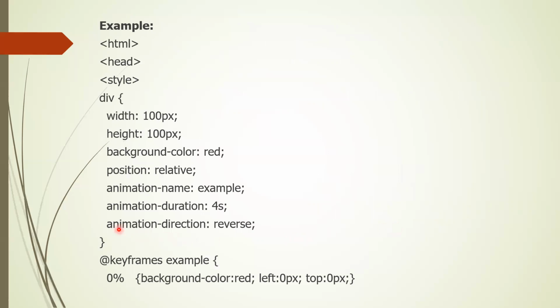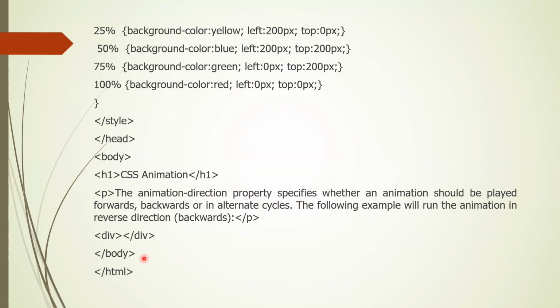So the example is given here. Here we have taken animation direction. The property used to reverse the animation is animation direction. We are giving here reverse. So in the previous example, whatever keyframes rules we have fixed, the same rules we are following here also. So the box will be initially at left 0 pixel, top 0 pixel. Then it will be moving for each percentage of time. It will be moving to the right side. Then it will be moving to the bottom. Then it will be moving to the left side. Again, it will move to the top.